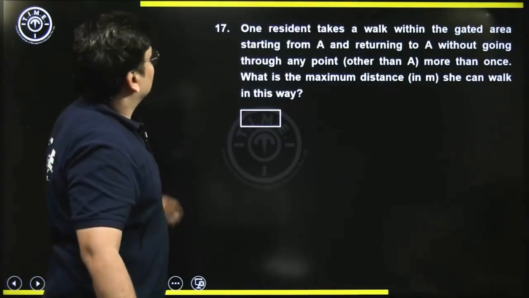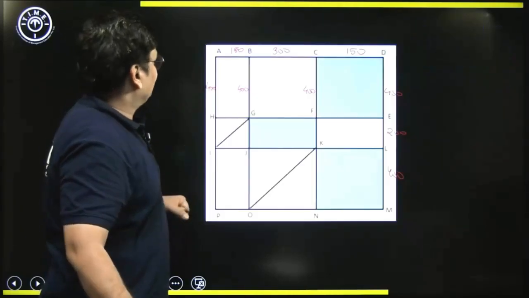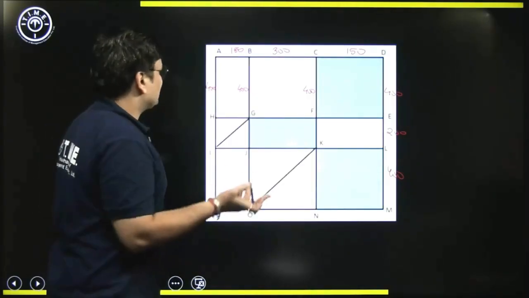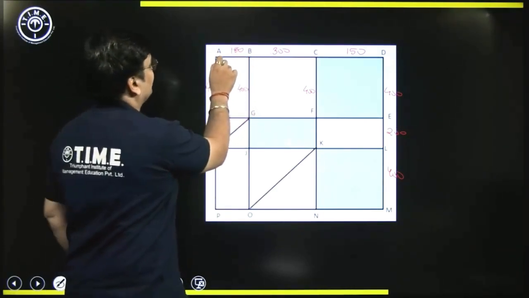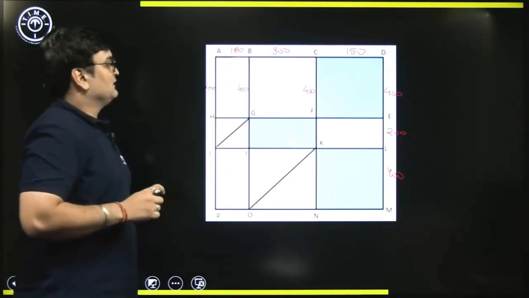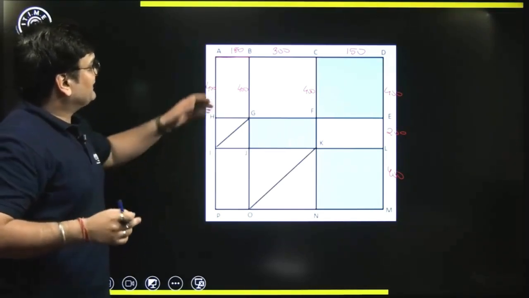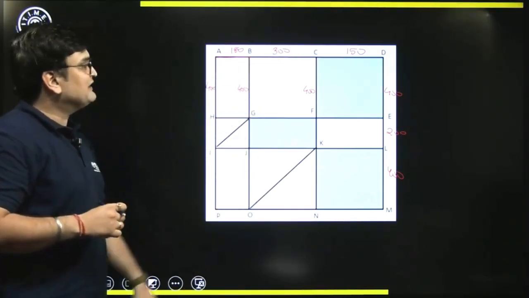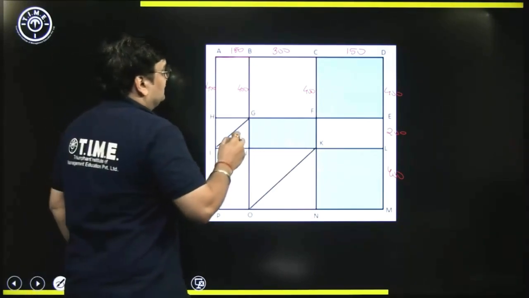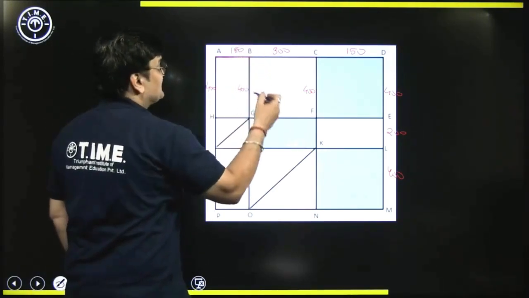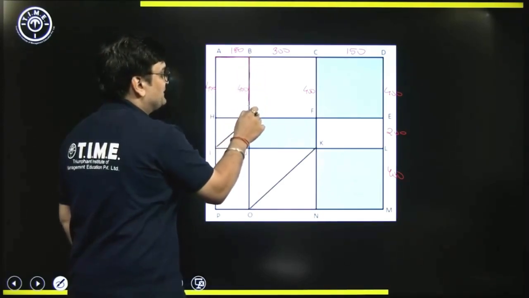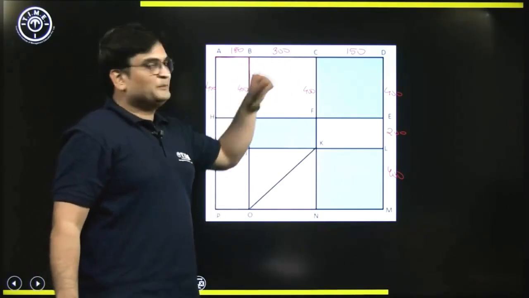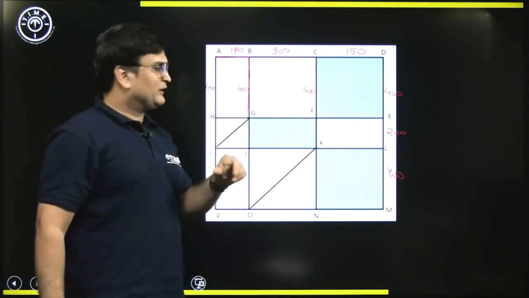So here from A and getting back to A without crossing a point more than once. Let us try to do it this way. Probably we can go from A to B, and from B we have two paths. We could either go on BC or we could go on BG. Which is better? I think it is better we go on BG because BG is longer as compared to BC. BC is 300, BG is 400.